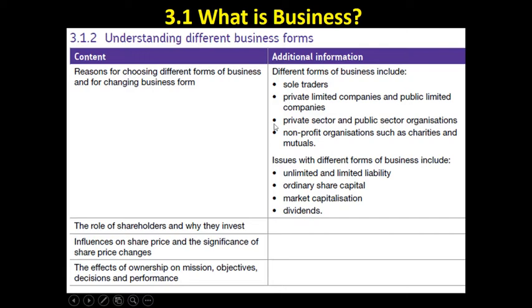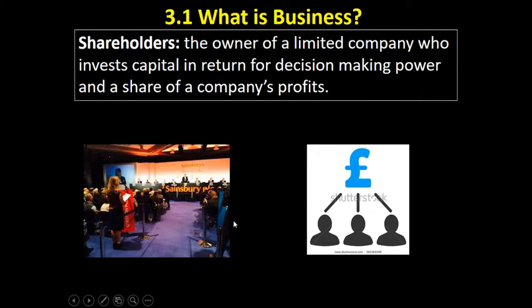So we've worked through these different forms of ownership, and I've gone into some detail on limited and unlimited liability in a previous video. In this video I will look at these 3 bullet points here because they are going to be relevant for the next little set of videos on shareholders, share price, etc. So first of all, we need to be really clear about what a shareholder is.